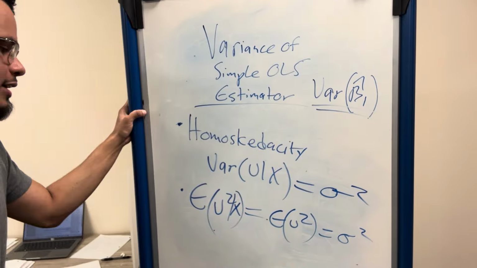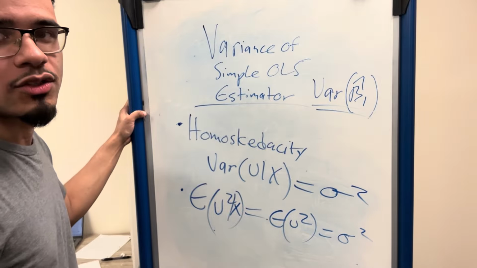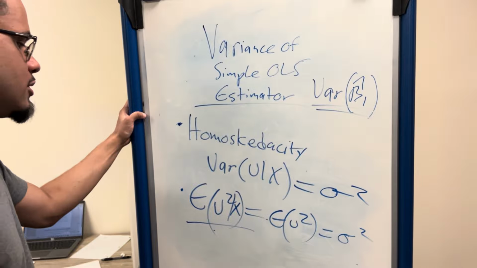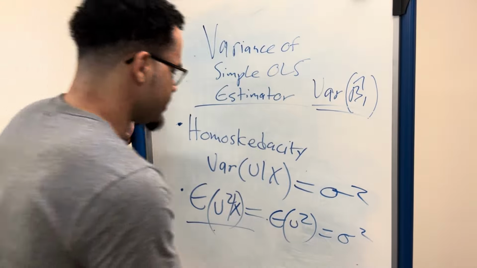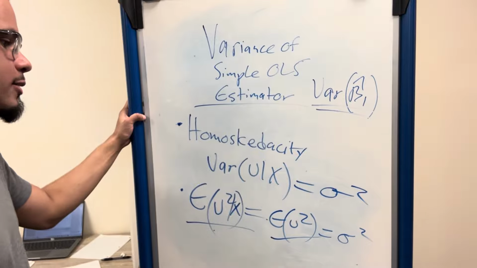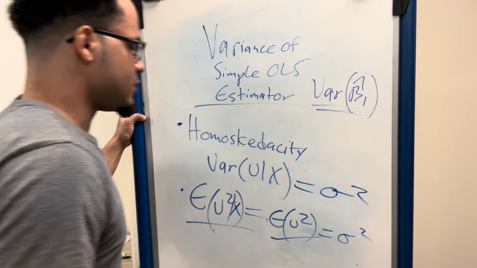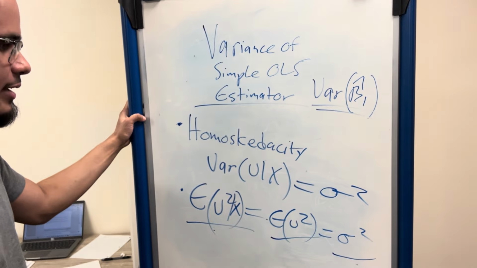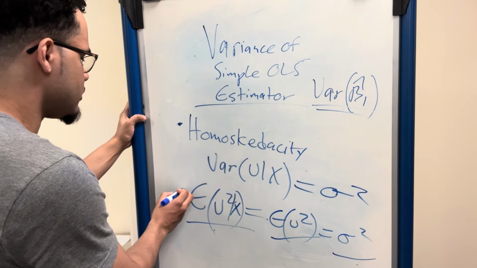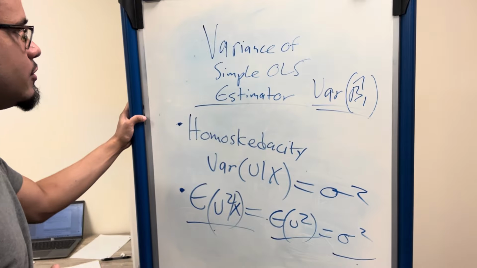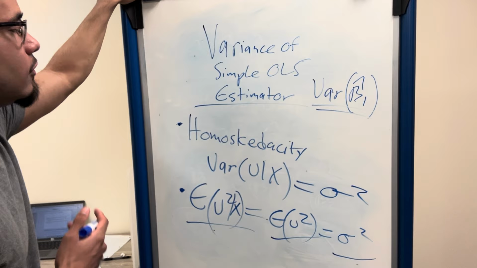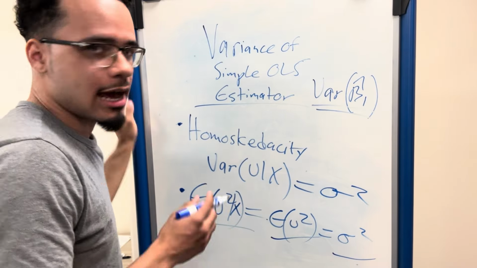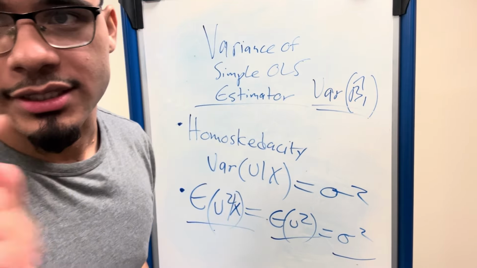If we take the conditional expectation of the squared unobservables, that should be consistent across explanatory variables, and it should essentially equate to a constant variance. So these are our fundamental assumptions that we use to examine the variance of an OLS estimator. And now we're going to actually calculate. So let's get to that.